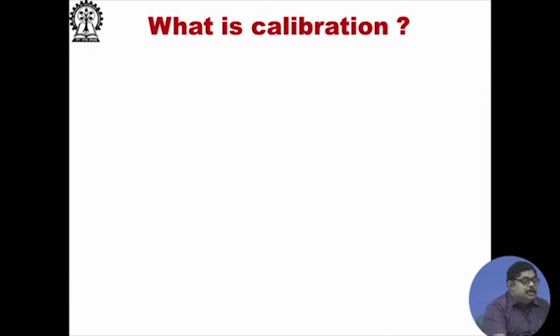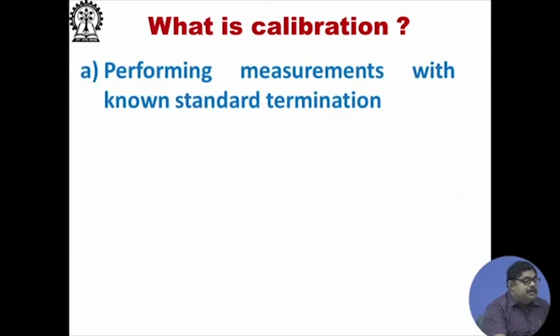So, the network analyzer does a calibration. What is calibration? Calibration has three parts. The first part is to remove those systematic errors.